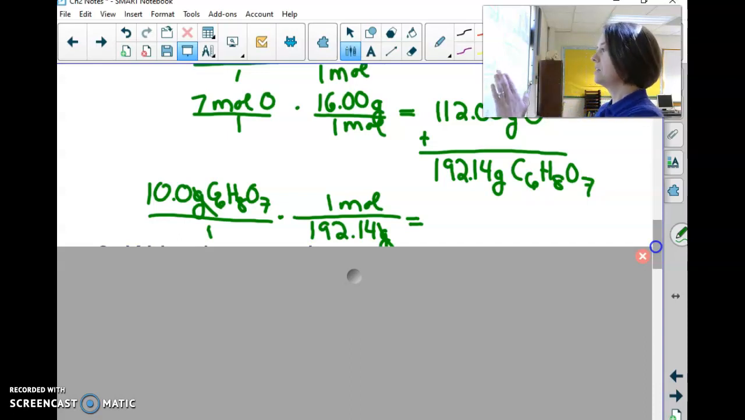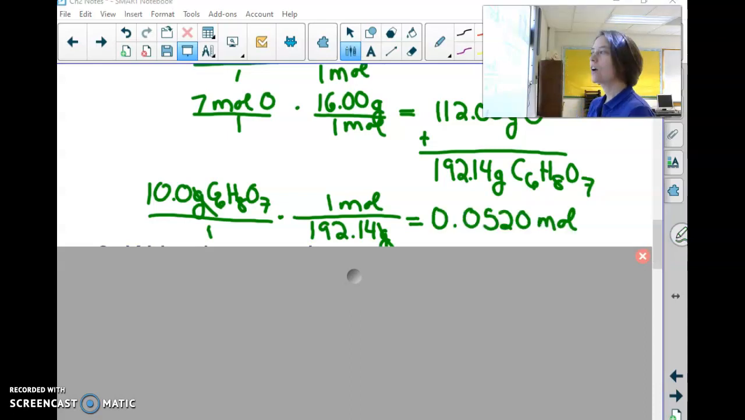So I'm going to take 10 divided by 192.14. So please get out your calculator and figure out the number of moles of citric acid. Okay, if you got 0.0520 moles of citric acid, good job. I noticed that I have 3 sig figs in 10.0. So I'm going to keep 3 significant figures.